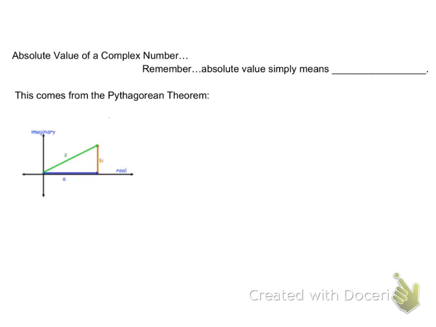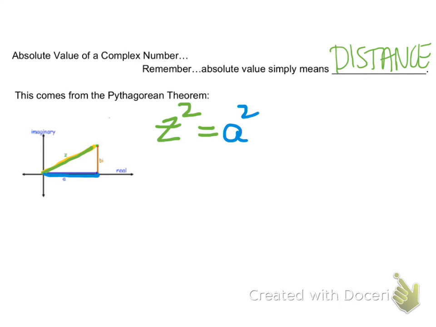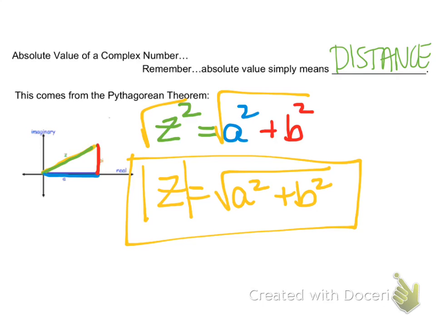The absolute value of a complex number. Well, if you remember that the absolute value simply means a distance, then you can see a little bit easier that this comes from the Pythagorean theorem. If we look again at the imaginary and the real axis, and we want to find the distance that z is, well, that's the hypotenuse. So z squared equals a squared plus b squared. Well, if we take the square root of z squared, we have to take the square root of the other side. And so we're going to have the absolute value because we're dealing with a distance, so we can't have a negative value. So that's the only reason that we're dealing with the absolute value: the square root of a squared plus b squared.